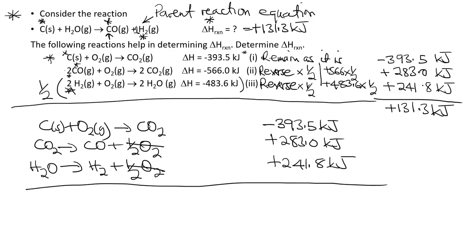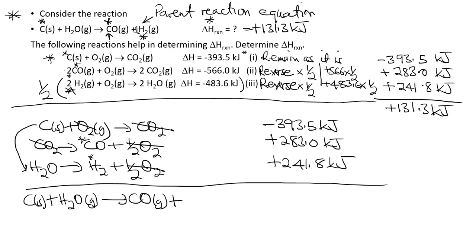So if I play around with this equation, these two oxygens will cancel with this oxygen. This carbon dioxide cancels with carbon dioxide here. So in the end, what we remain with on the reactant side is carbon and water. So we have carbon solid plus water gas. On the product side, we have this carbon monoxide and hydrogen. So CO gas plus H2 gas.